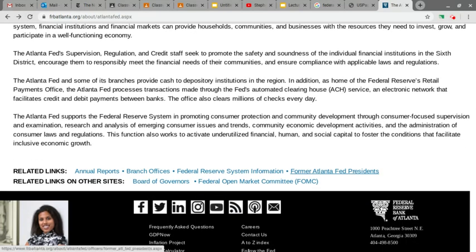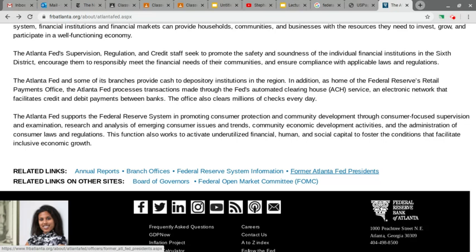The Atlanta Fed and some of its branches provide cash to depository institutions in the region. In addition, as home of the Federal Reserve's Retail Payments Office, the Atlanta Fed processes transactions made through the Fed's automated clearinghouse service, an electronic network that facilitates credit and debit payments between banks. The office also clears millions of checks every day.